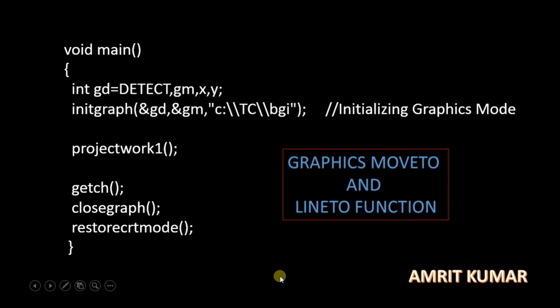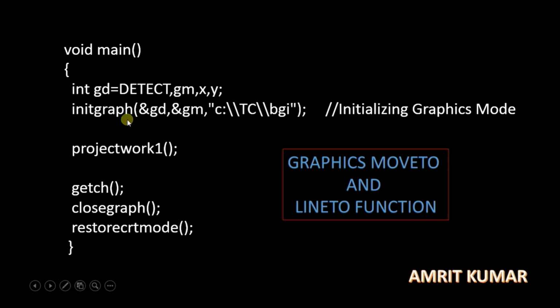After the prototype I am using the main function here, which returns void, meaning empty. After the opening of the main function, I am using the variable gd, which is assigned DETECT, and initgraph. gd is an integer variable, gm is also an integer variable, and x and y are also integer variables.